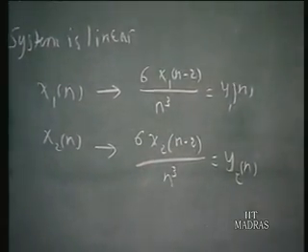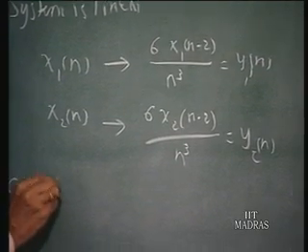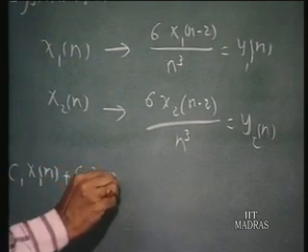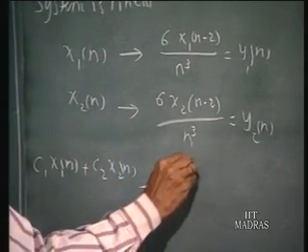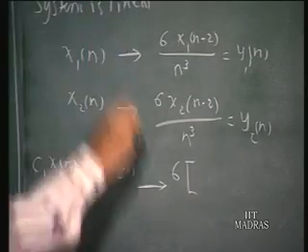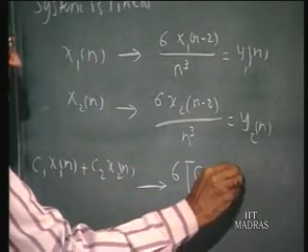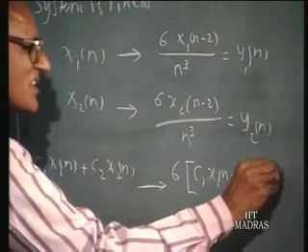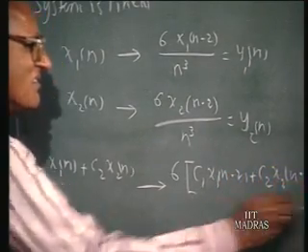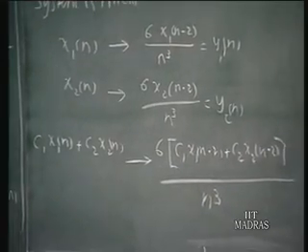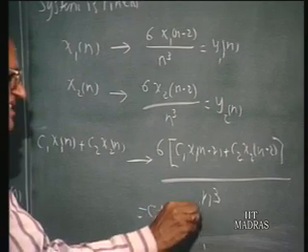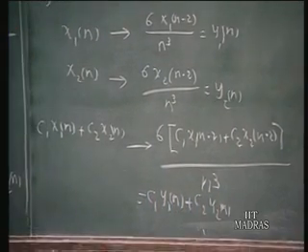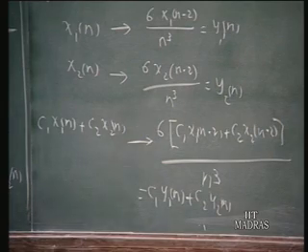Then it can easily be shown that if I have a linear combination c1 x1[n] plus c2 x2[n], where c1 and c2 are constants, then the output will be 6 times c1 x1[n minus 2] plus c2 x2[n minus 2], divided by n cubed. That will be the output, which can indeed be shown to be c1 y1[n] plus c2 y2[n]. So this satisfies the requirement of linearity. Therefore, this system is linear, but it is a variable parameter system.